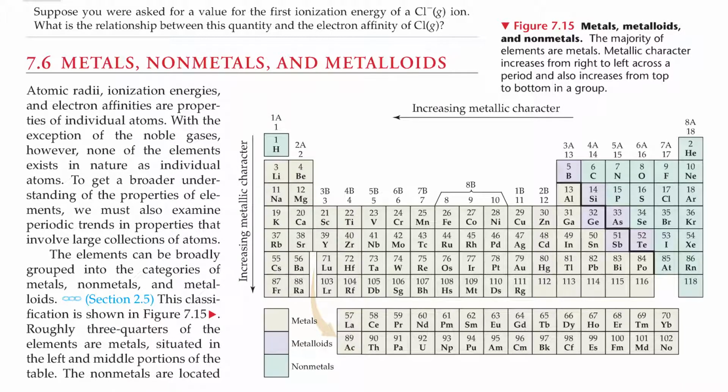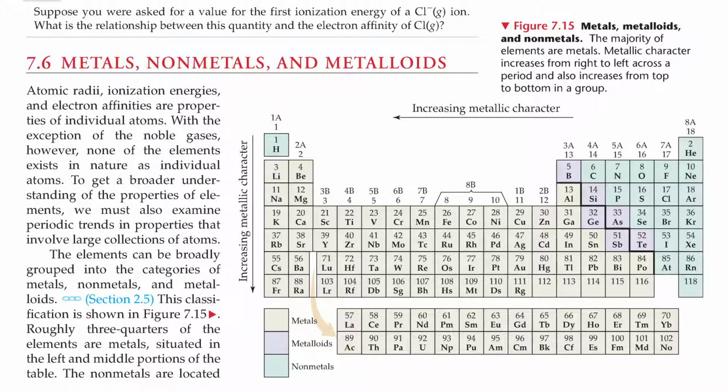Section 7.6, Metals, Nonmetals, and Metalloids. Atomic radii, ionization energies, and electron affinities are properties of individual atoms. With the exception of the noble gases, however, none of the elements exist in nature as individual atoms. To get a broader understanding of the properties of elements, we must also examine the periodic trends in properties that involve large collections of atoms.